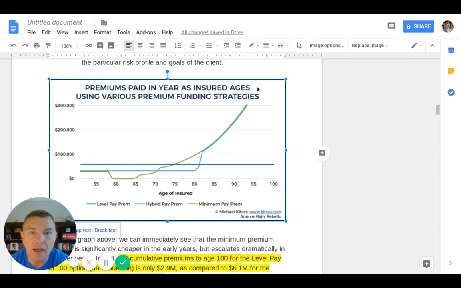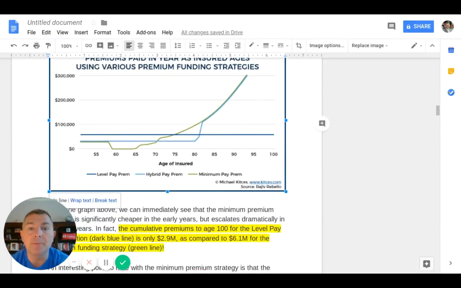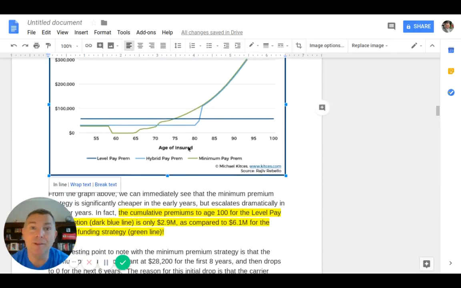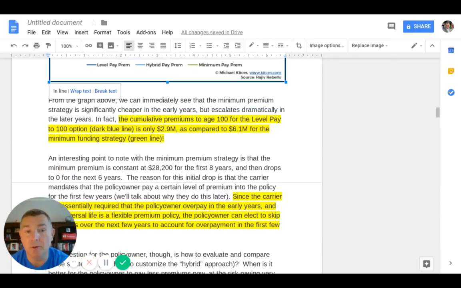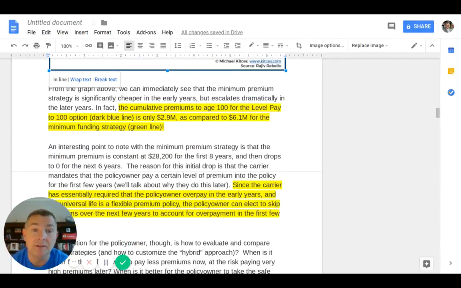So again, we're paying, was that $300,000 in premiums in year 95 if we did the minimum pay strategy. We're only still paying $28,000 in year 95 if we did the level funding. I know you're thinking, well, why would anyone do the minimum pay? Hang in there, my friends. This is where it gets fun. I'm telling you right now, I thought the same thing until I read on.